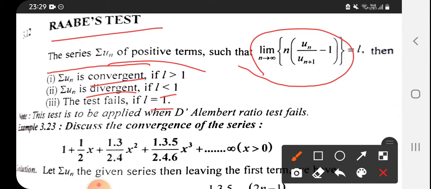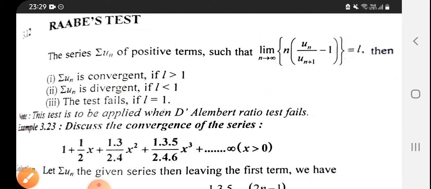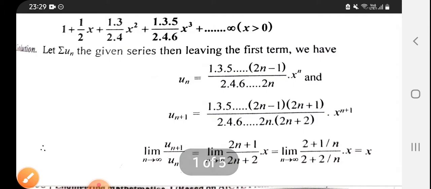Here un plus 1 is in the denominator. This test is to be applied when D'Alembert's ratio test fails. Now we discuss the convergence of this series.